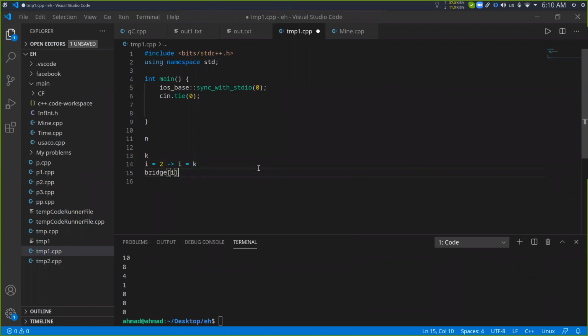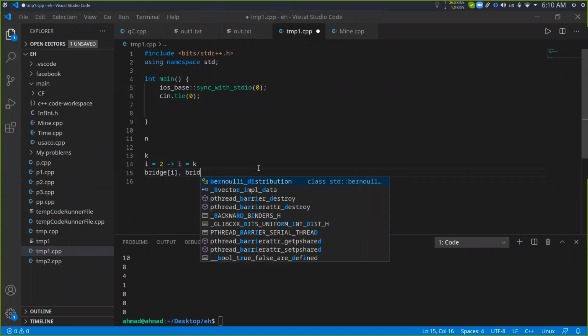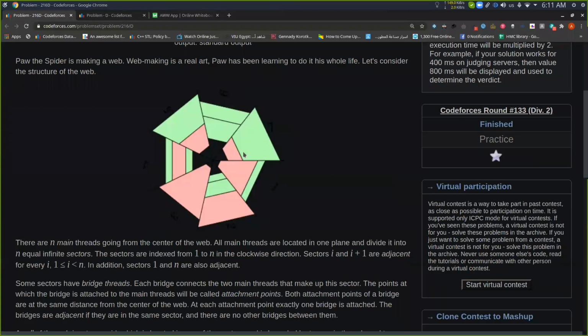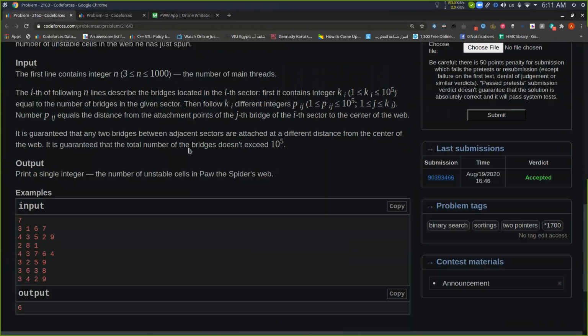Then check bridge i with bridge i minus 1. So that's a cell. Okay, so a cell is bounded by bridge i and bridge i minus 1, for every i from 2 to k. Okay, so how do we check if it's stable or not? Any ideas?